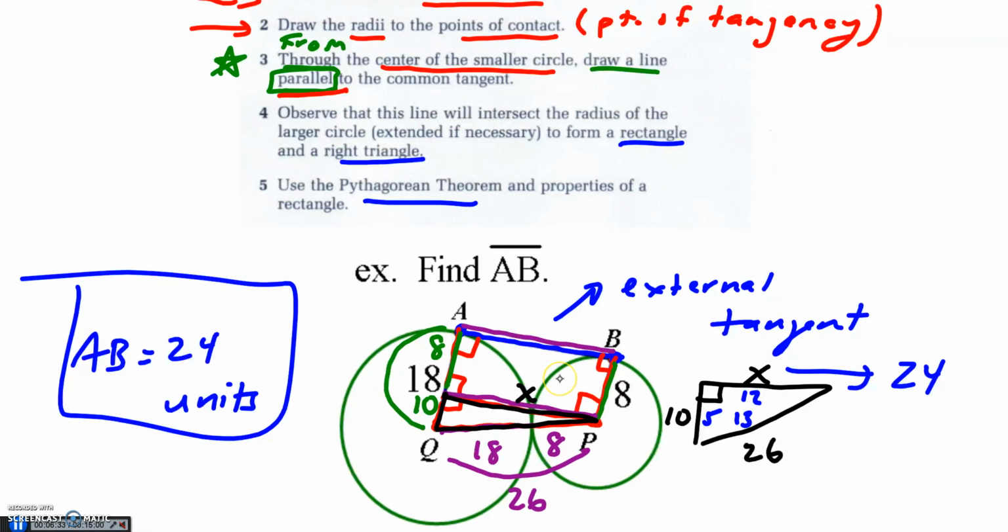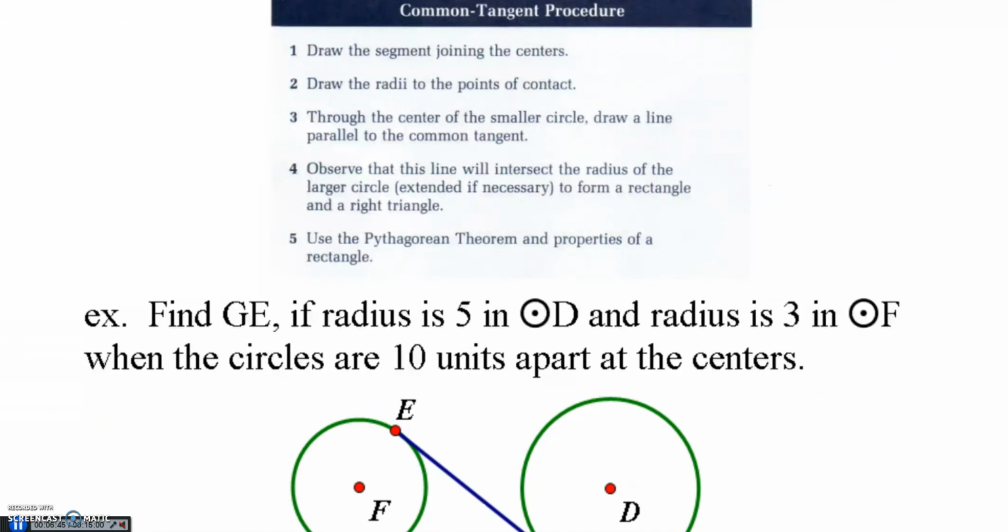So the key to this problem was not only following the procedure, but here noticing that this segment was made up of 2 radii. So sometimes that does come into play. Next example, keep the procedure here.